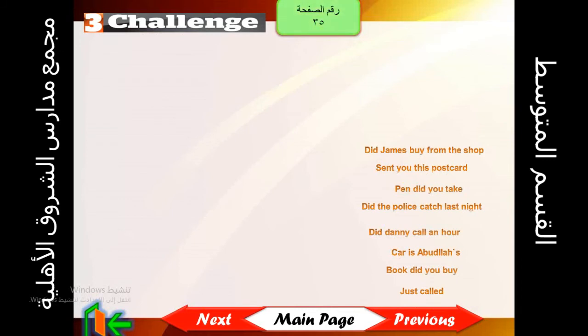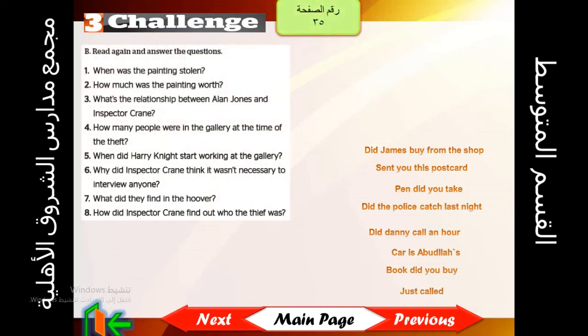Okay, after we listen, now we will try to answer these questions. Read again and answer the questions. Question number 1. When was the painting stolen? It was stolen just before the opening. Number 2. How much was the painting worth? It was worth more than 1 million. Number 3. What is the relationship between Alan Jones and Inspector Crane? He was his old friend.